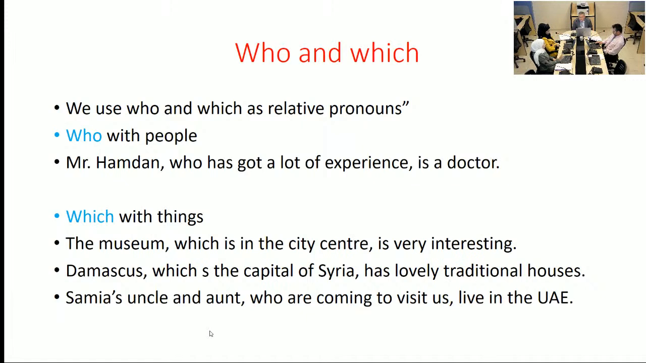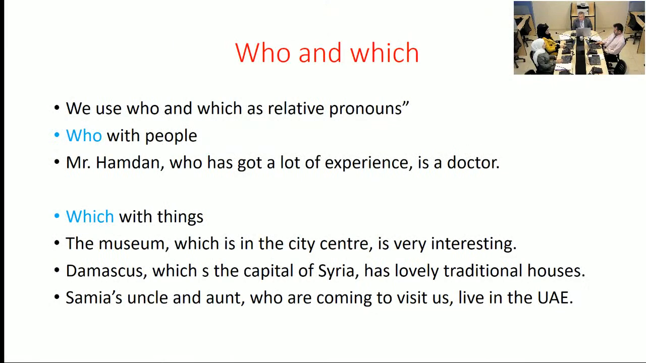Some students get confused with the word Damascus because it is a place. So we said, why don't we use "Damascus where"? Because where is another relative pronoun that mentions a place. But here, we are not using Damascus as a place. We can say "Damascus is the city where I was born." Here, where is used when it is a place. When we use it as a thing, we use which. Here we are using it as a noun.